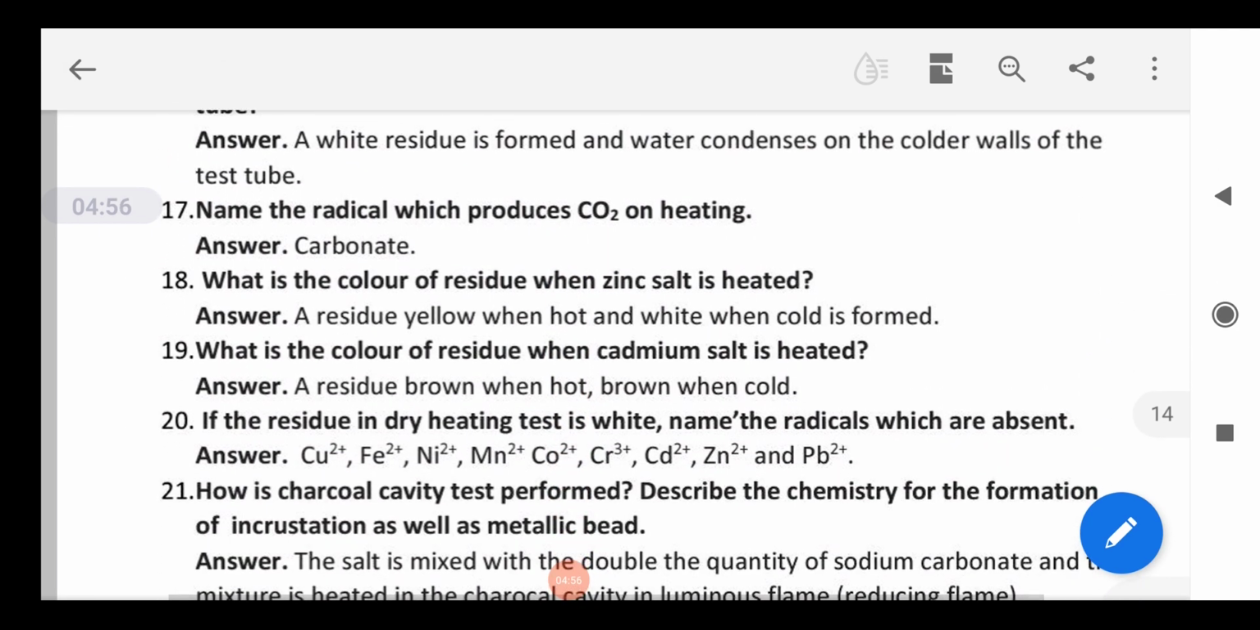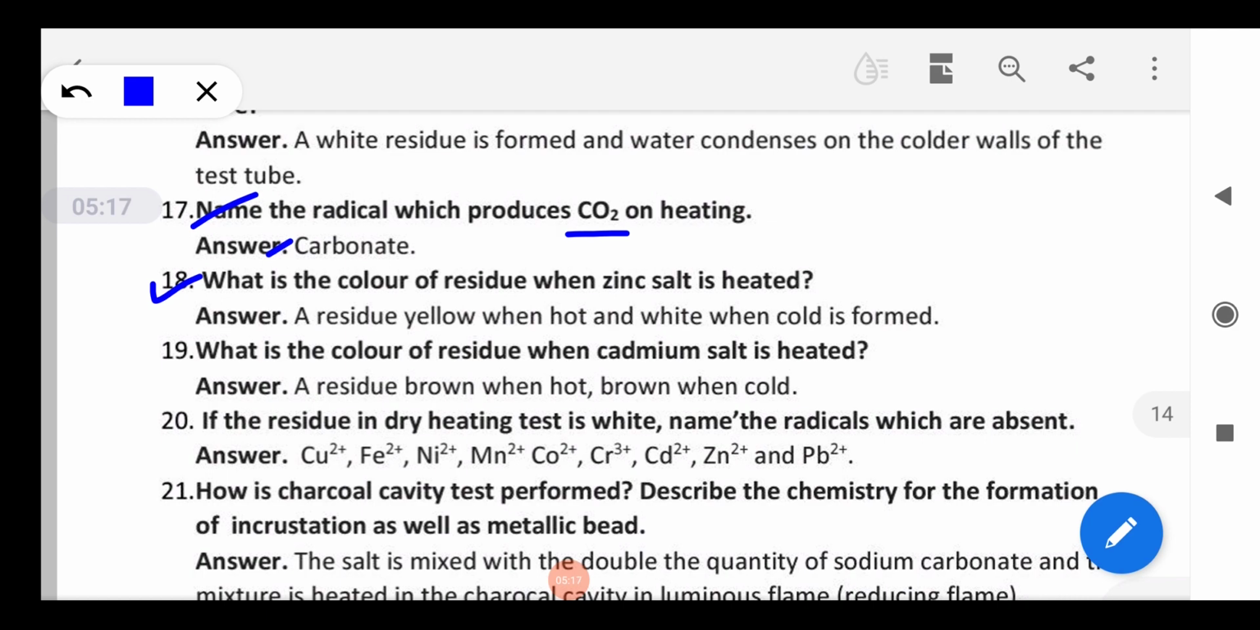Because water as a ligand is absent, d-d transition is absent, so splitting of d orbitals does not take place, meaning excitation of electrons does not take place, so the color of the salt turns white. Name the radical which produces CO2 on heating. Carbonates produce CO2 on heating.